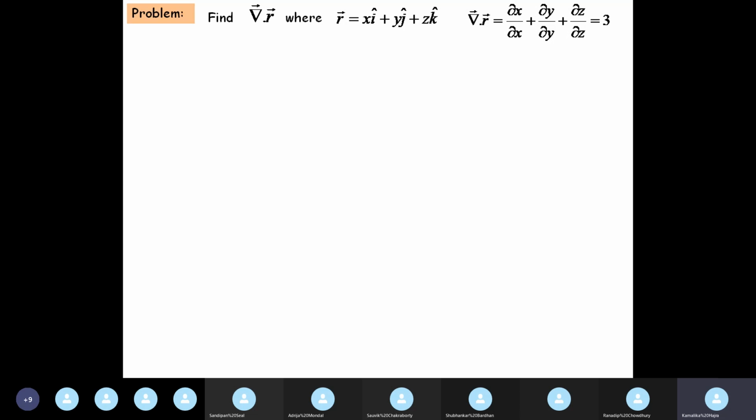Why we are getting 3 will be clear to you when we discuss the physical significance of divergence. For the time being you can do the mathematics and see that the answer is simply 3. So in this manner, whatever function is given, you can find out the divergence. In case of gradient, what we had done is initially we had used this formula to find the gradient of a function of r, and then we had derived the general formula.